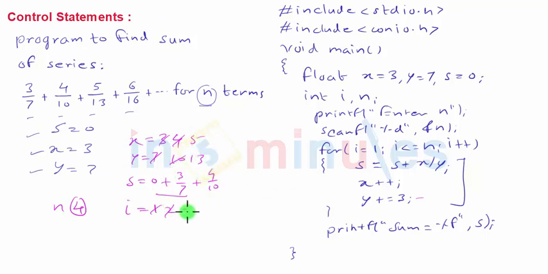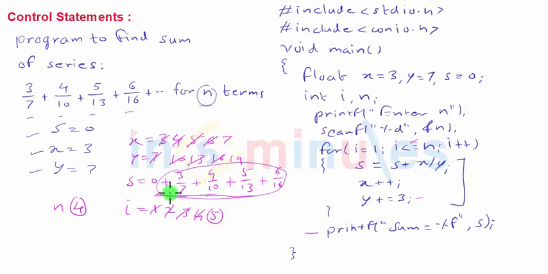Again i plus plus, i becomes 3, and the loop repeats, that is sum is equal to sum plus, that is this much plus 5 by 13. Again x increments to 6, y increments to 16. i plus plus occurs, the condition is true, the loop goes inside and does sum is equal to sum plus 6 by 16. Then again x increments to 7, y to 19, but this time i becomes 5 and the loop has a false condition, so the loop stops, and the printf prints the current sum, that is the sum of all these values.